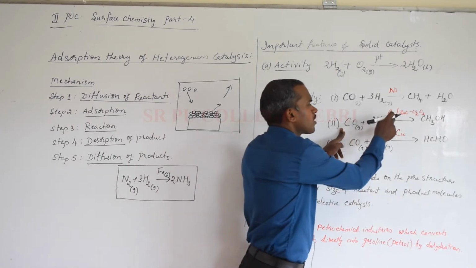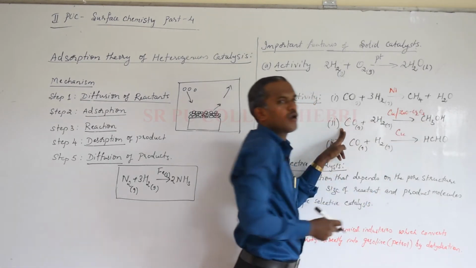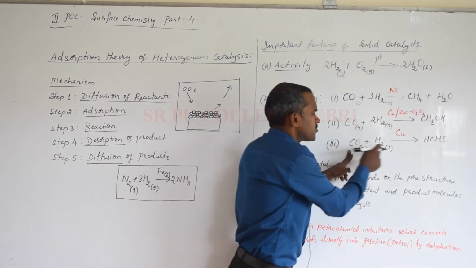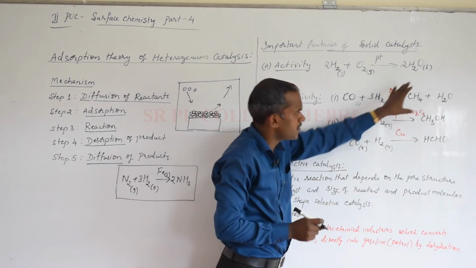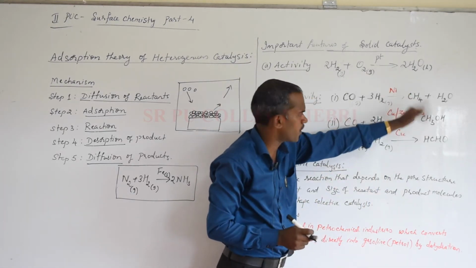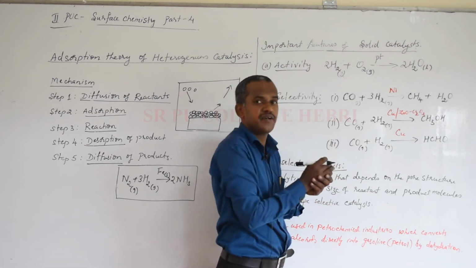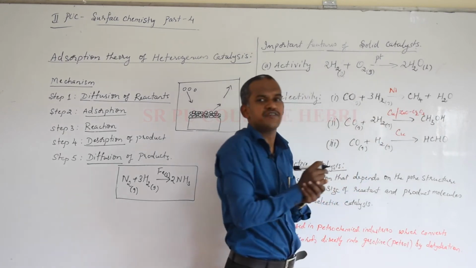In the second case, when I used copper in the presence of zinc oxide and chromic oxide, the product I got was methanol, methyl alcohol in the liquid state. Same carbon monoxide and hydrogen in the presence of copper can give formaldehyde. There is a difference in the nature of the product; the product formed is totally different. Why is the product different even though you took the same reactants?